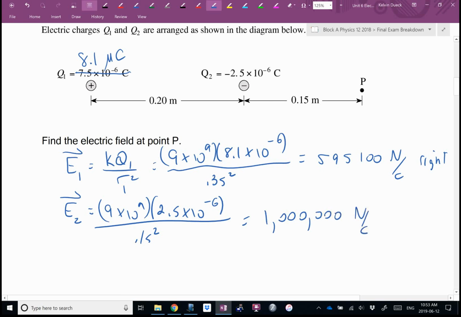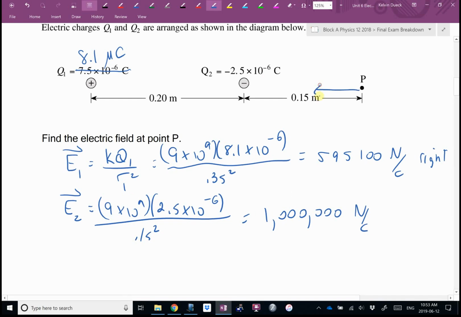Direction. A positive would feel a force to the left because of that guy. So this is going to be left. How would I combine 1 million left plus 595,100 right? Yeah. Who's winning? A million. So what's the answer? Colby.